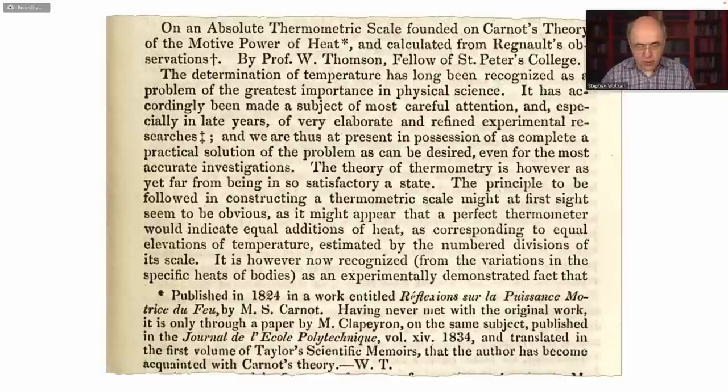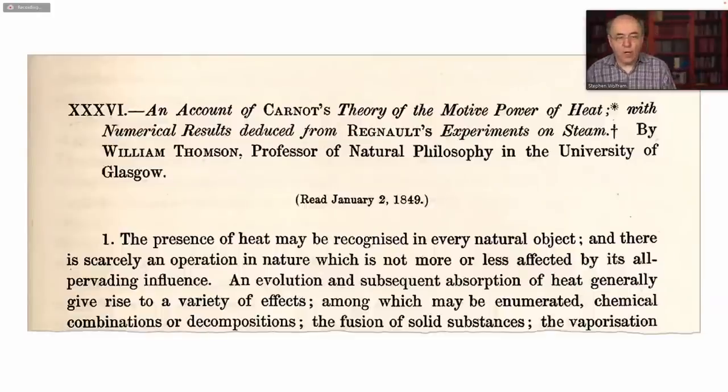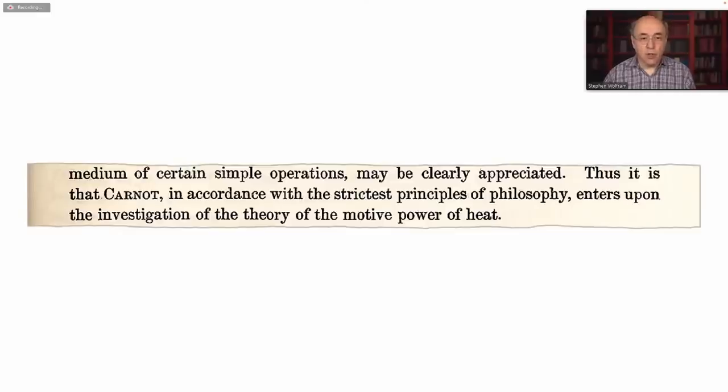So this is what Kelvin wrote: an account of Carnot's theory of the motive power of heat with numerical results deduced from Regnault's experiments on steam. He talks about how this works, and he says Carnot's work is based, and this is the theme that's going to go through the Second Law of Thermodynamics all over the place, not so much in physics and experiment, but on the strictest principles of philosophy. And that's how people eventually will come to think of the second law as being something which is not a matter of empirical observation, but instead a matter of essentially proof.